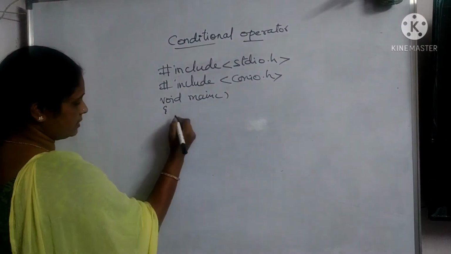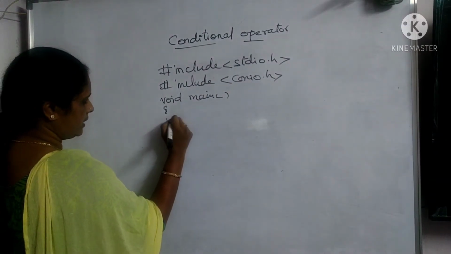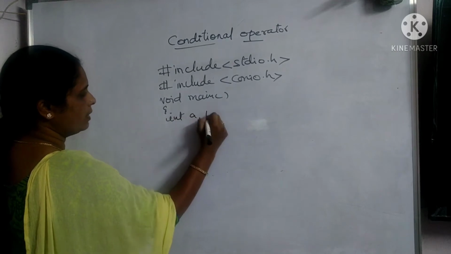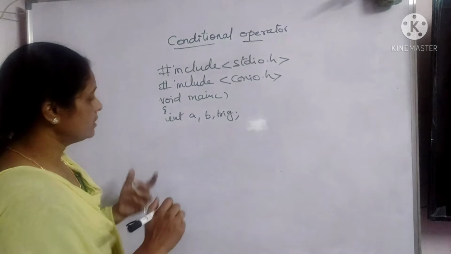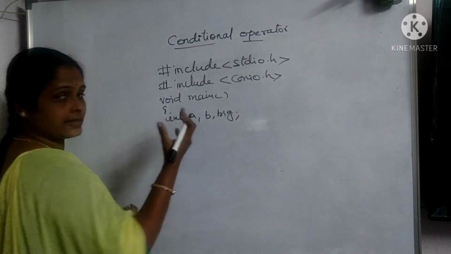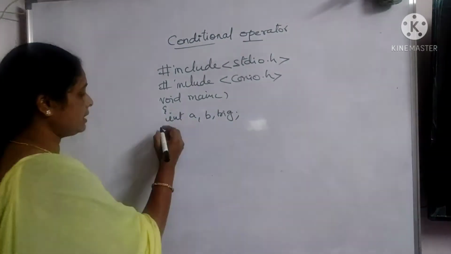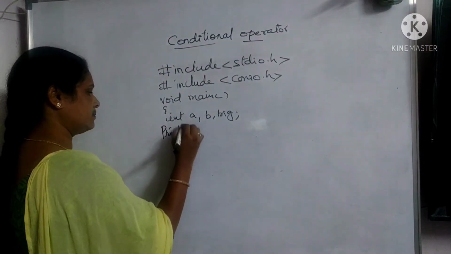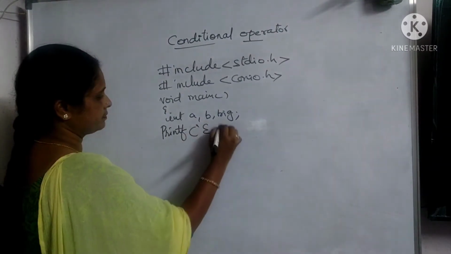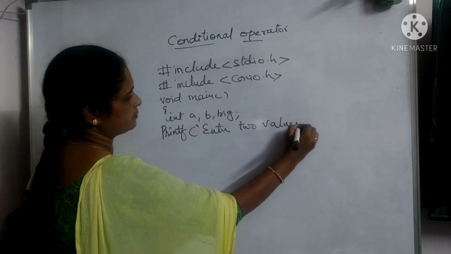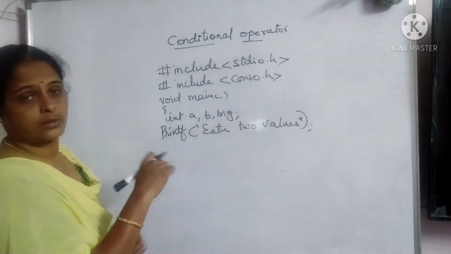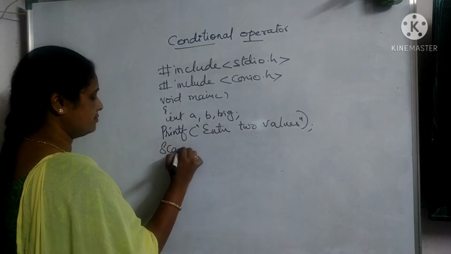In the declaration, let us take int a, b, big. I'm taking 3 variables here. Then I'll accept data into A and into B. So printf "Enter 2 values". Then scanf.